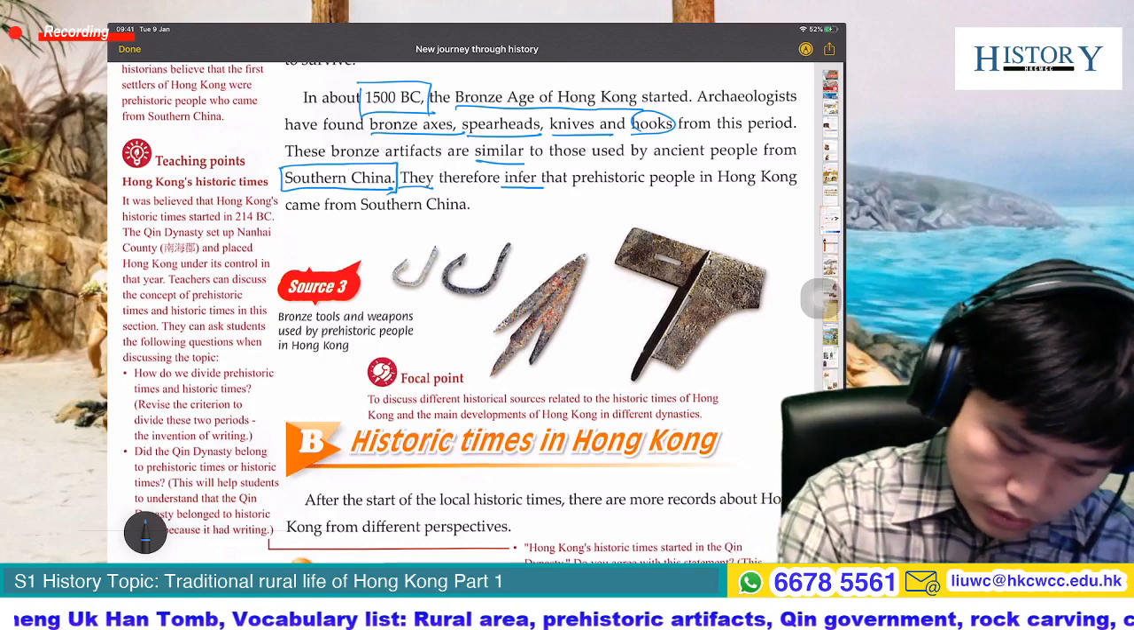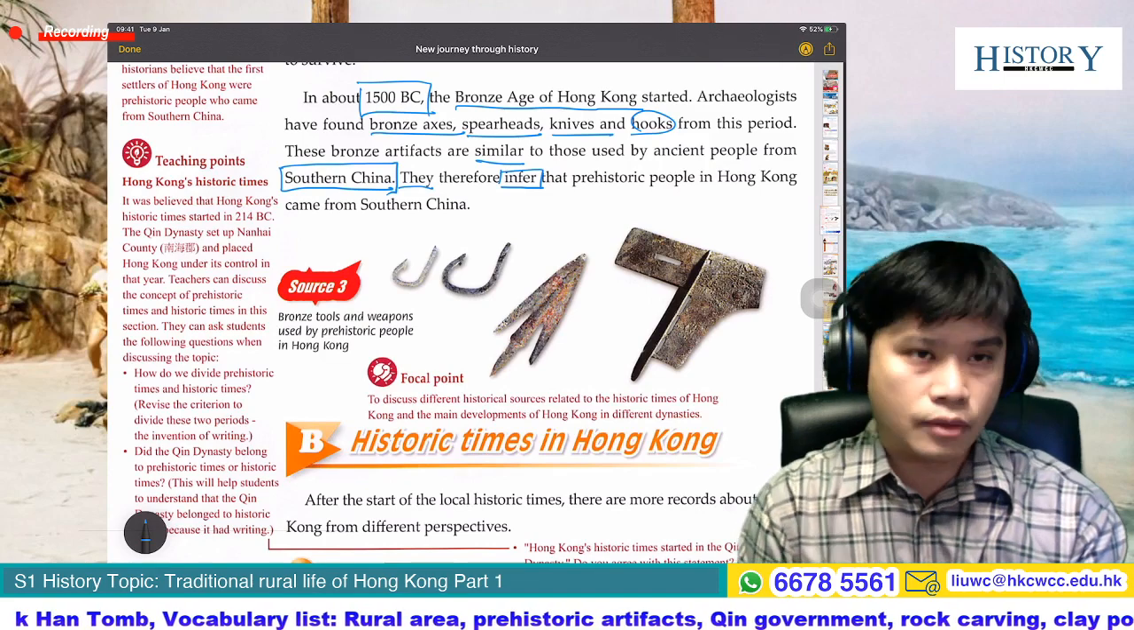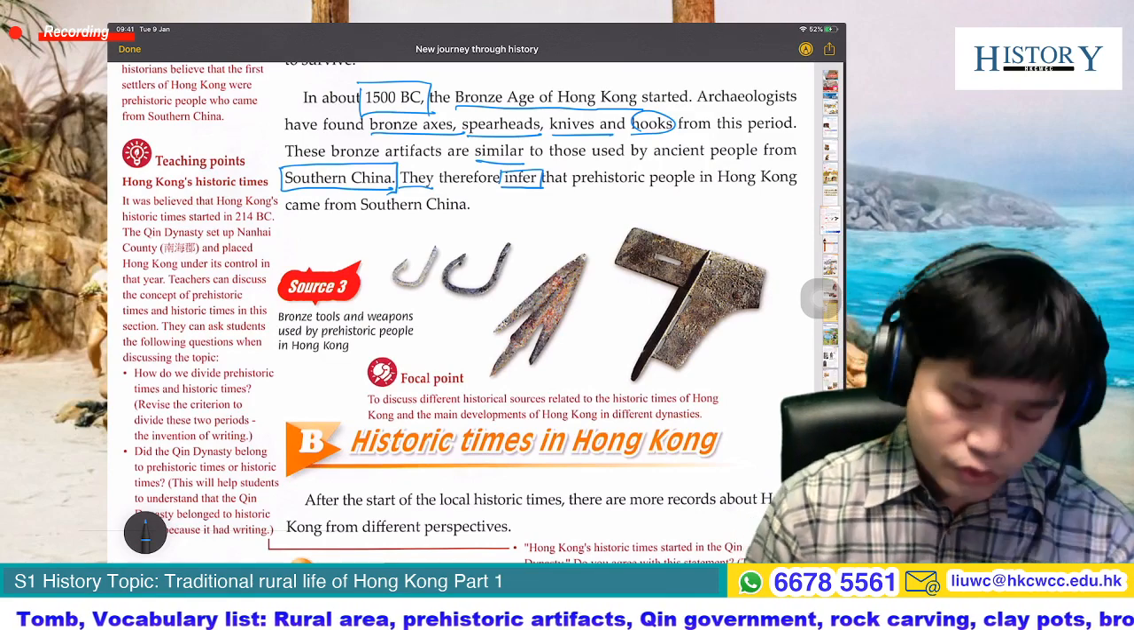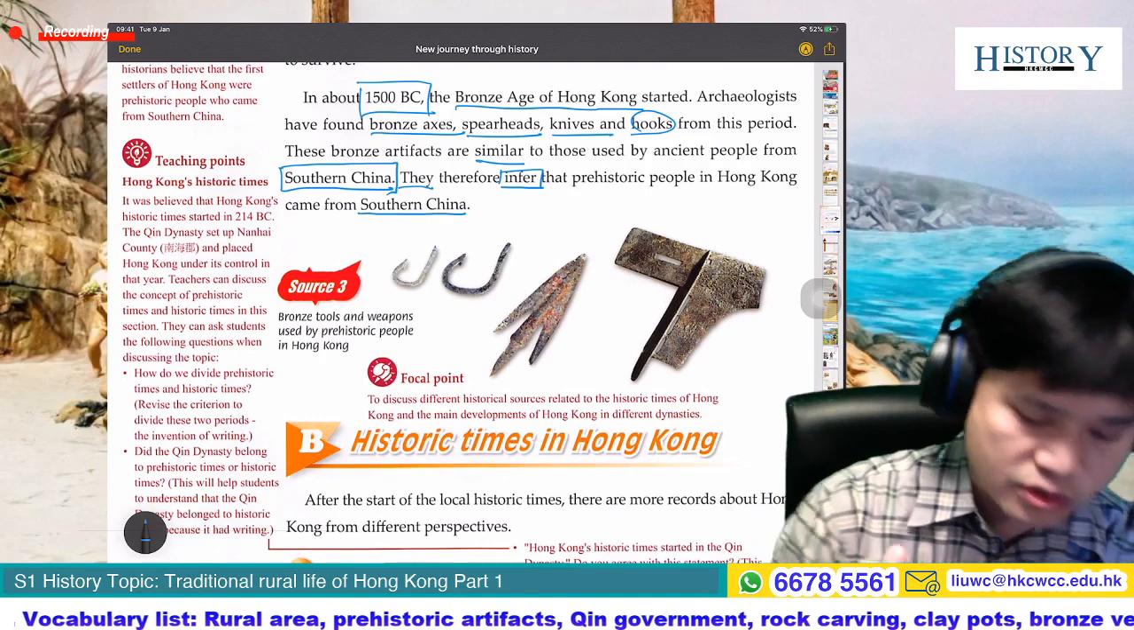infer. You should know this word infer. Infer means to deduce. So therefore they infer that the prehistoric people in Hong Kong came from southern China.